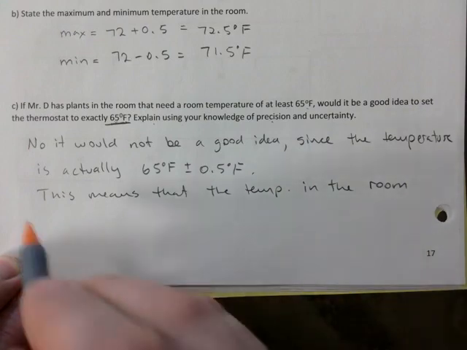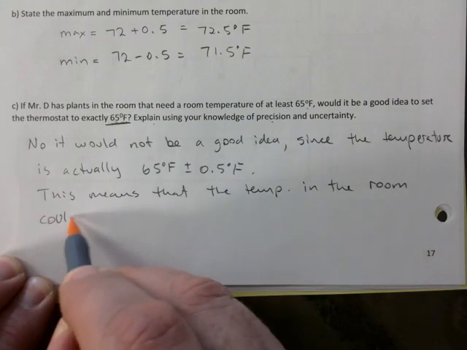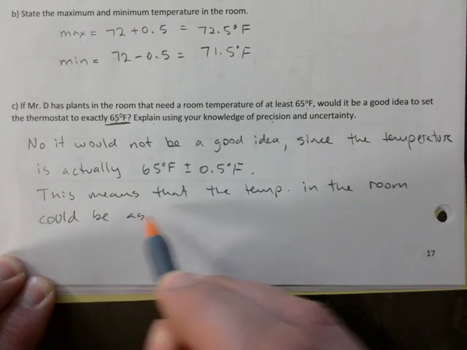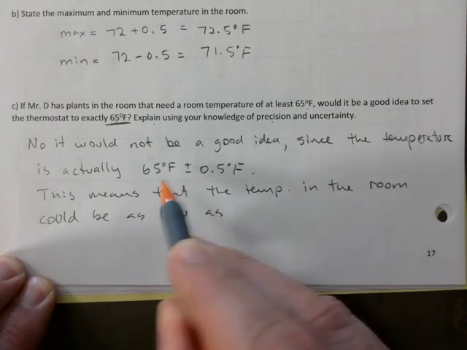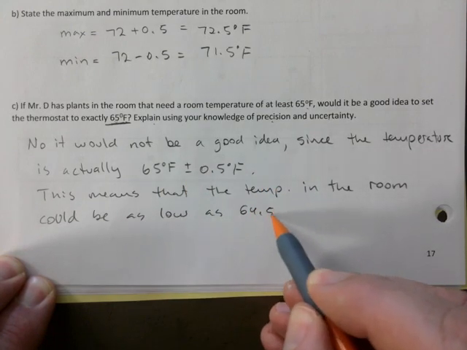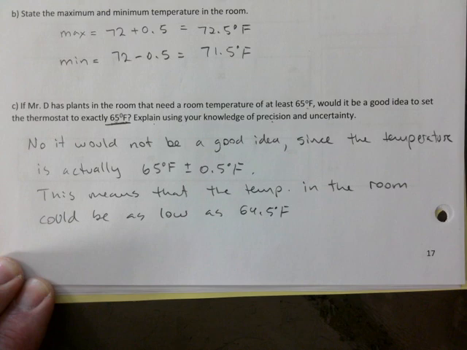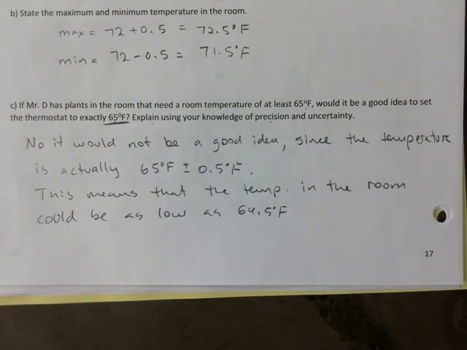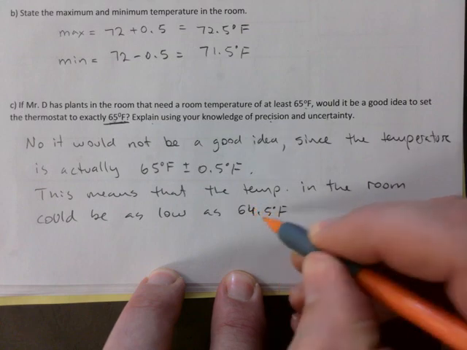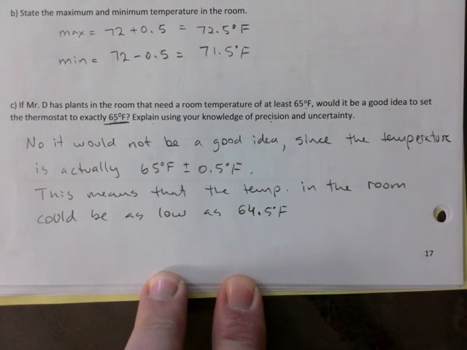This means that the temperature in the room could be as low as 64.5 degrees Fahrenheit. And you're like, woohoo, half a degree, the plant will be fine. I know that's what you're thinking. But let's think in this unit right now. We're very precise, right? We're like, okay, it's below 65, a plant will die, or will be damaged of some sort. So it's not smart to put it at 65, using this reading.